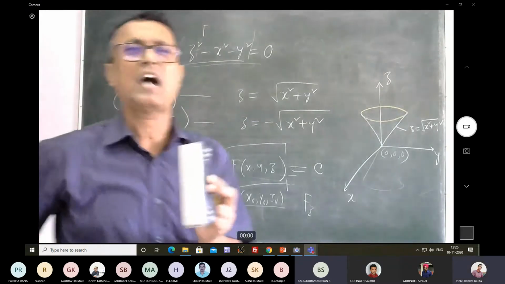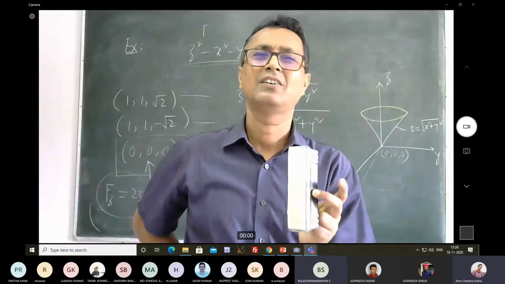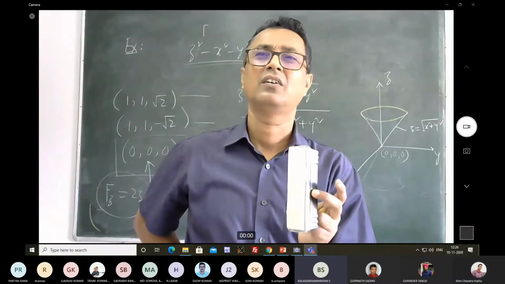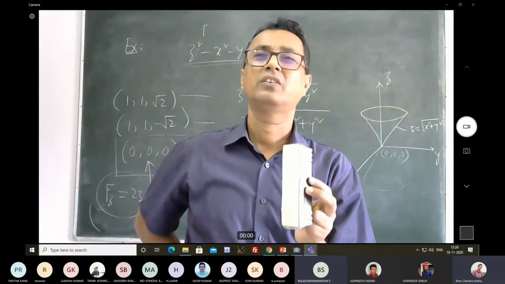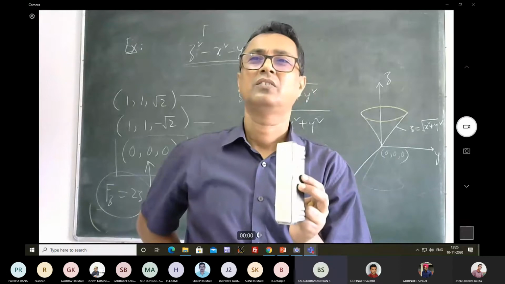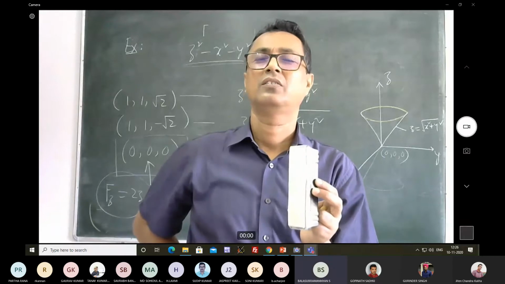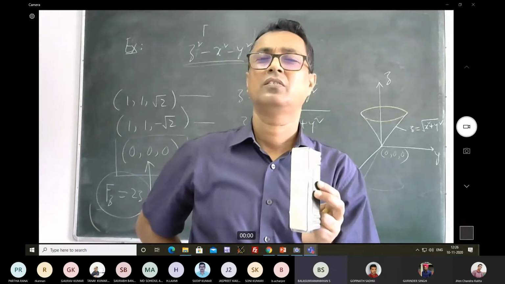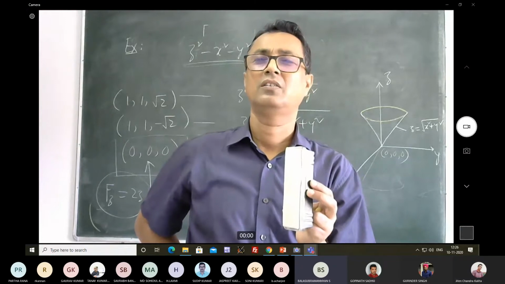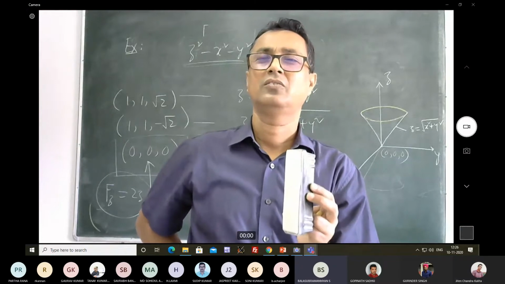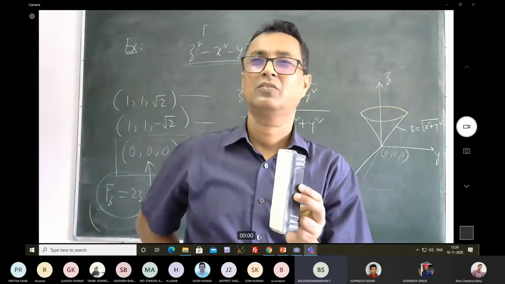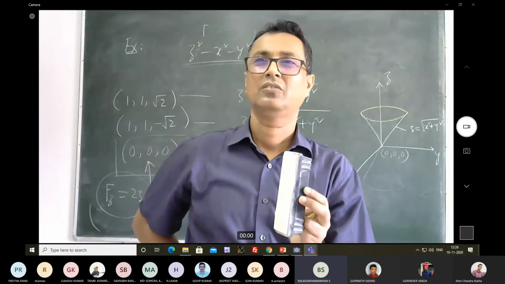Can you repeat it? Upper what? Upper means z greater than 0. And lower means z less than 0, because if you consider some neighborhood of origin, then the image has two possibilities. That means z can take positive or negative value.